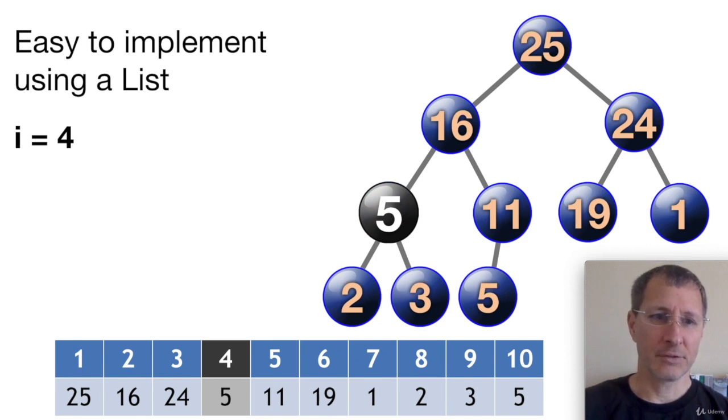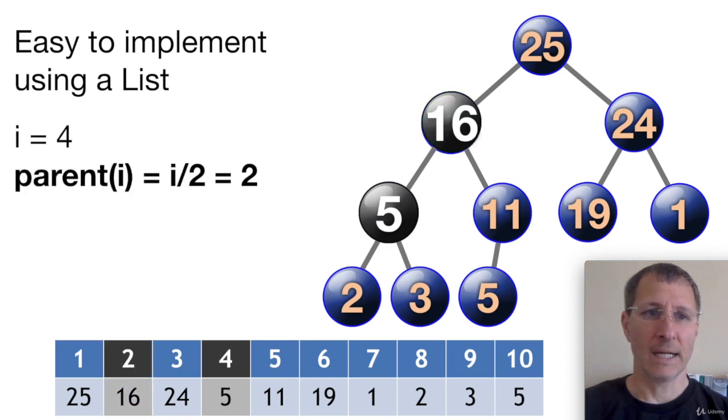Now let's say we wanted to access the 5. We know that the index is 4. This is index number 4 for this 5 node. Now we can also access 5's parent, which is the 16. We simply divide the index by 2. So this 4 divided by 2 gives us the index of 5's parent node, which is 16.